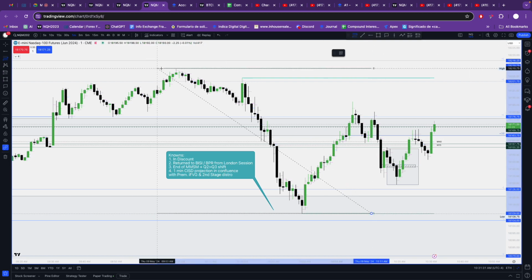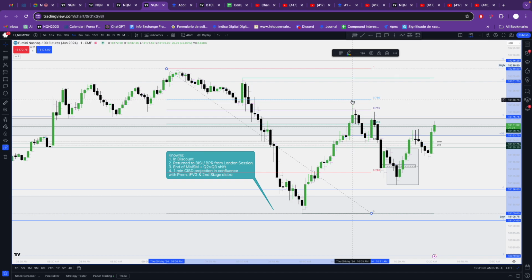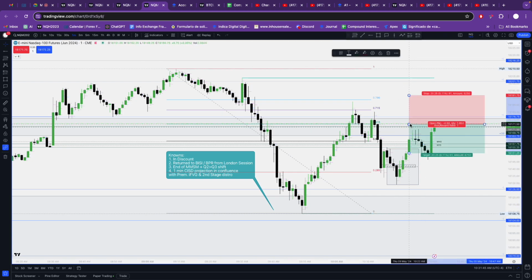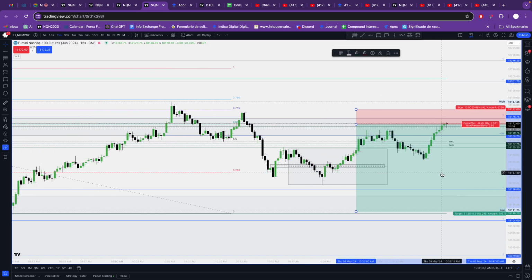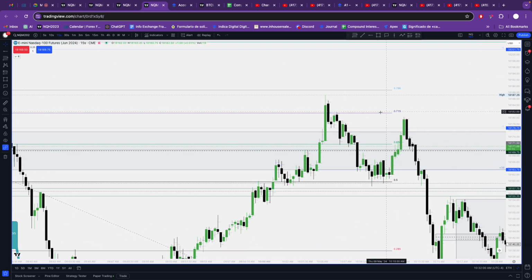Also, we had the optical trend entry right here. Optical trend entry is right here. So I think this is where I had my short, like right here. 10 points. So this was the 15. I believe it was. I don't remember.